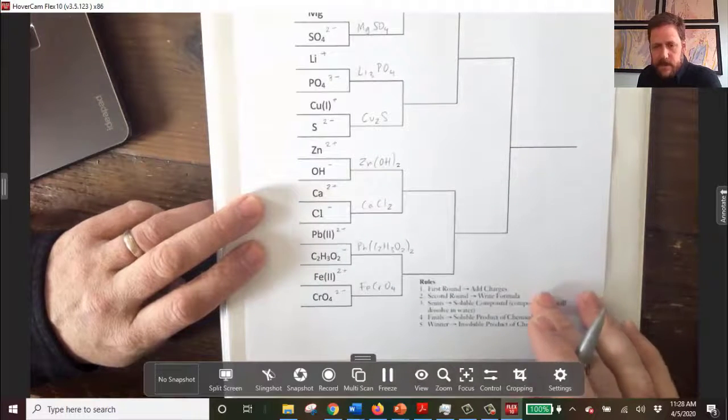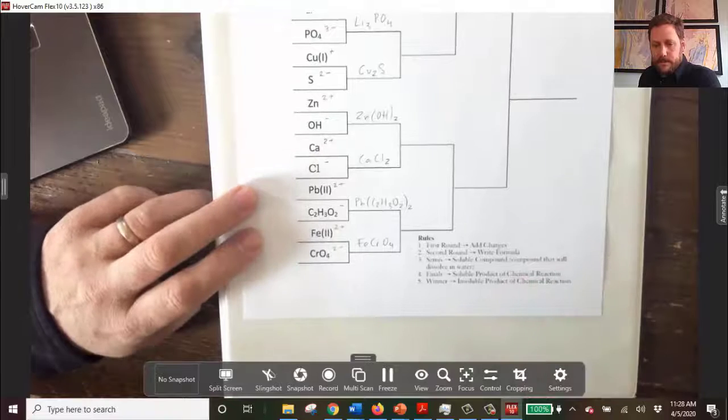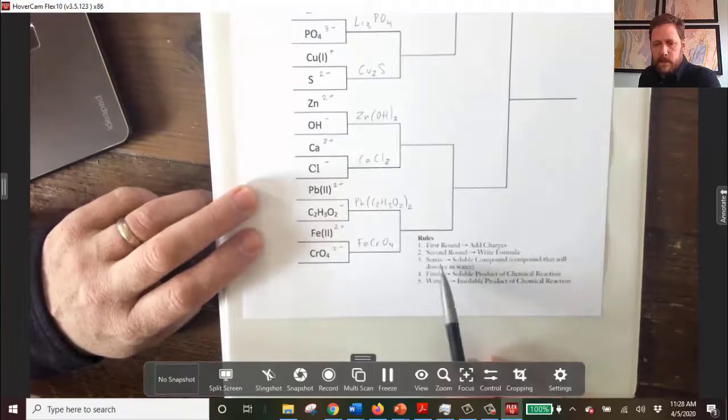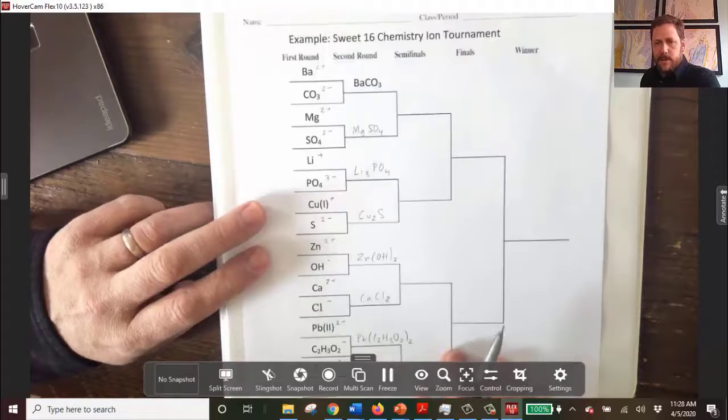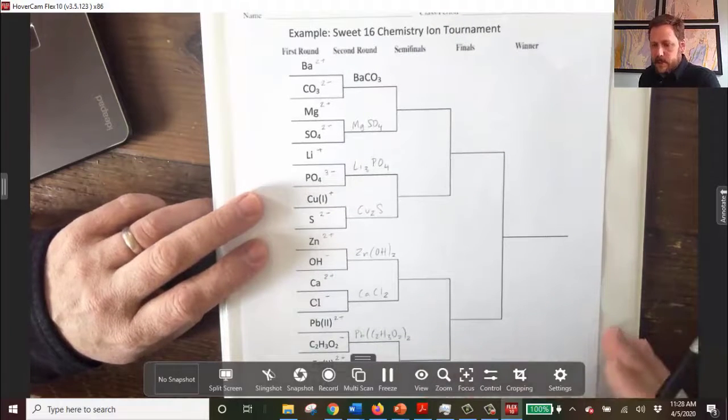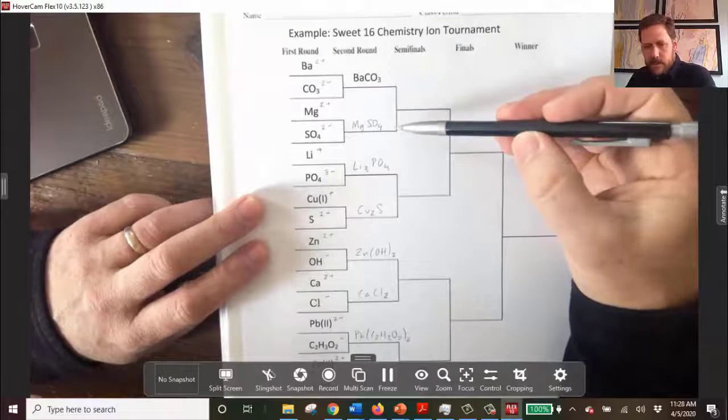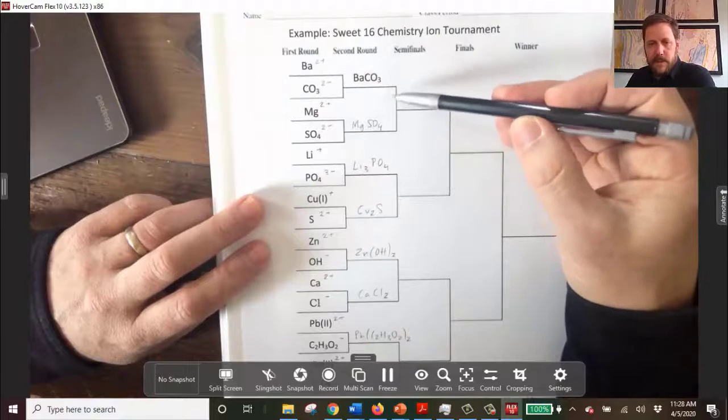Let's talk about the rest of the rules. Rule number 3 says that the semifinals are going to be determined by whichever is the soluble compound. So now we're going to start using the solubility rules. You'll notice if I read through the solubility rules, I can determine the solubility of either of these compounds.